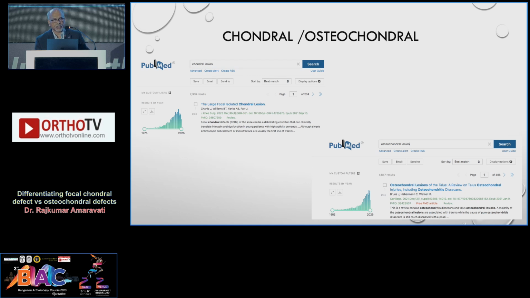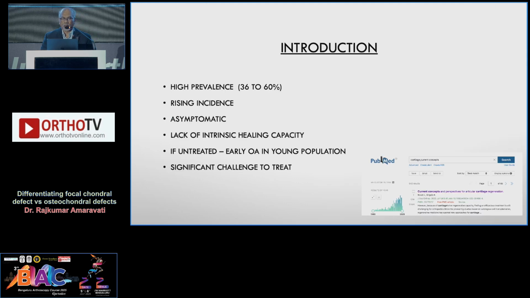I'll just give you an overview of what that can be. When we search the literature, the basic difference between these two groups of pathology is 25 years. Osteochondral defects started to be studied in 1952, whereas chondral defects started 25 years later. So chondral defect is much younger. What is the prevalence of these injuries? It is around 35 to 60%. Most of them will be asymptomatic unless they come to you with other concomitant problems.